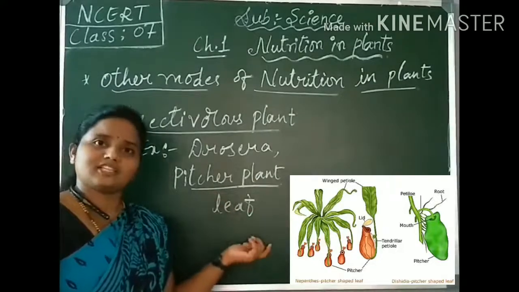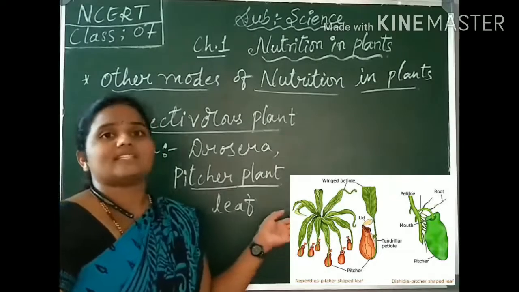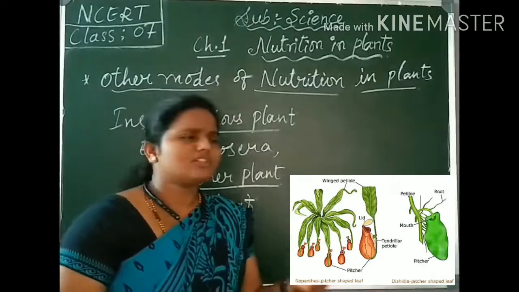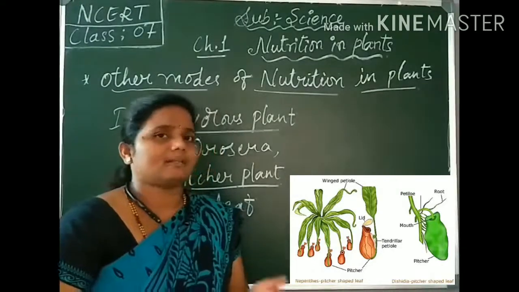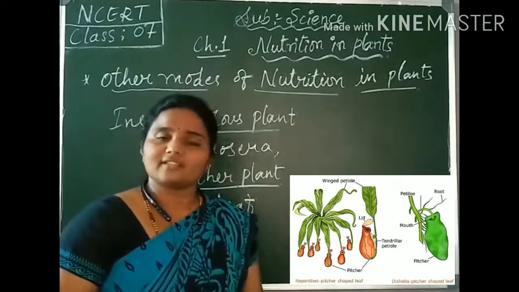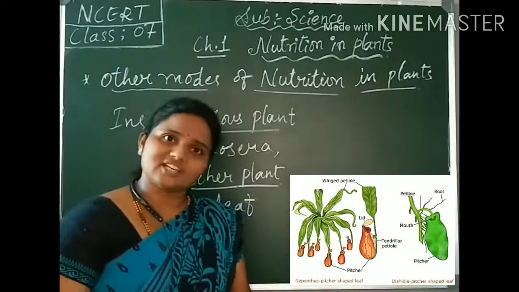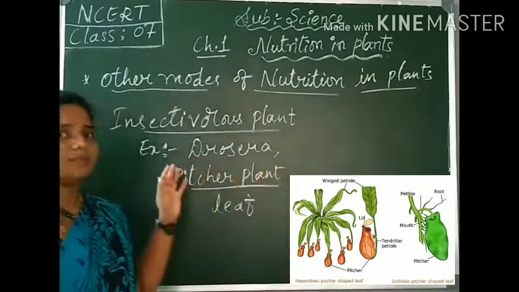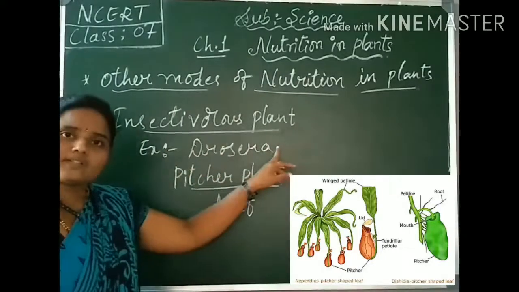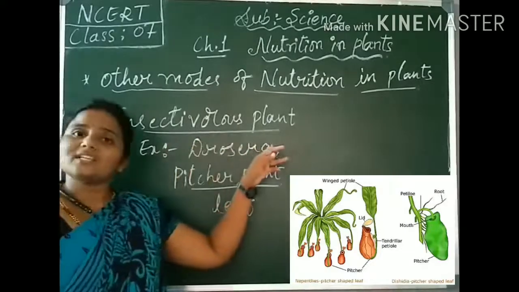Then you can ask me whether they contain chlorophyll or not. Yes, children, they do contain chlorophyll. That's why they appear green in color. But if chlorophyll is not there, they cannot carry out photosynthesis. Is it clear, children? What is meant by insectivorous plants? The insect-eating plants are called insectivorous plants. A pitcher plant is an example of an insectivorous plant.